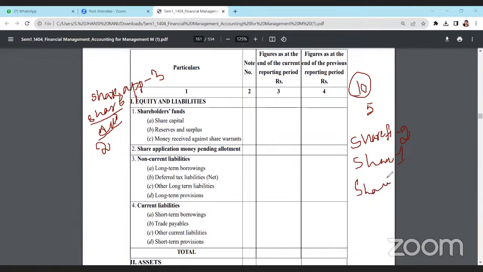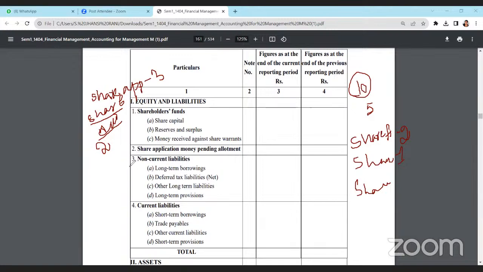Like this, whatever amount I require, only I'll ask, and whenever the company requires, at that time only the shareholders are asked to pay the amount towards the company. So here, share application money pending allotment. If any amount is there, that will be written over here.